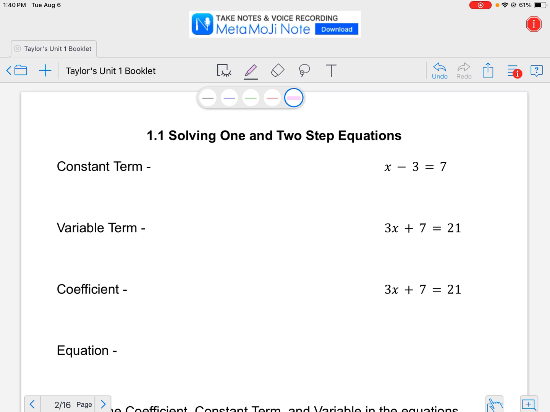So today is lesson 1, unit 1 of solving equations. We're going to talk about solving 1 and 2 step equations. And first we're going to talk about vocabulary.